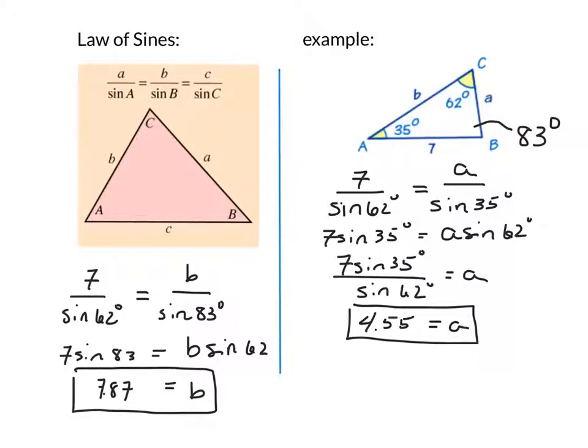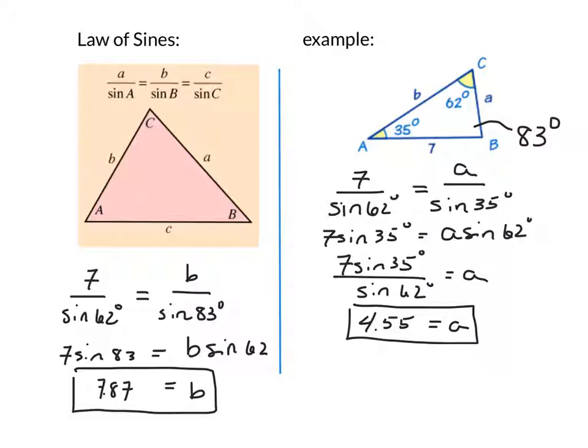One nice check on your work is when you're done, the largest angle should be opposite the largest side, and the smallest angle should be opposite the smallest side. So let's see if that happens here. First of all, angle A is the smallest angle, and its length, side a, is only 4.55, the smallest side, so that's good. And then the largest angle is angle B. It's 83 degrees. And its length of side b was 7.87, and that is the longest side. So it looks like our work seems to pass that test.